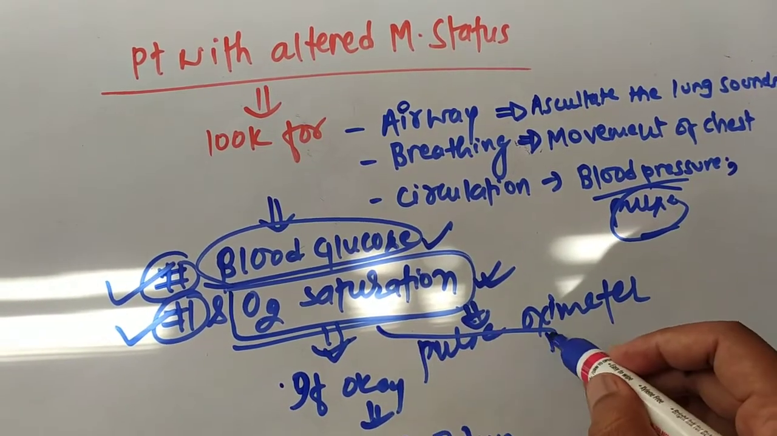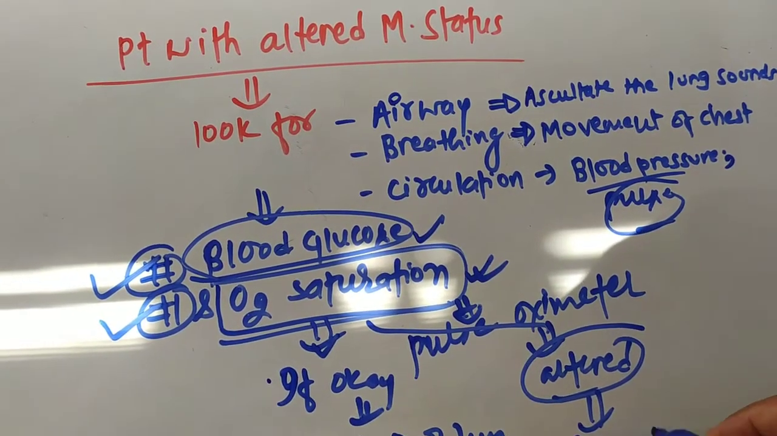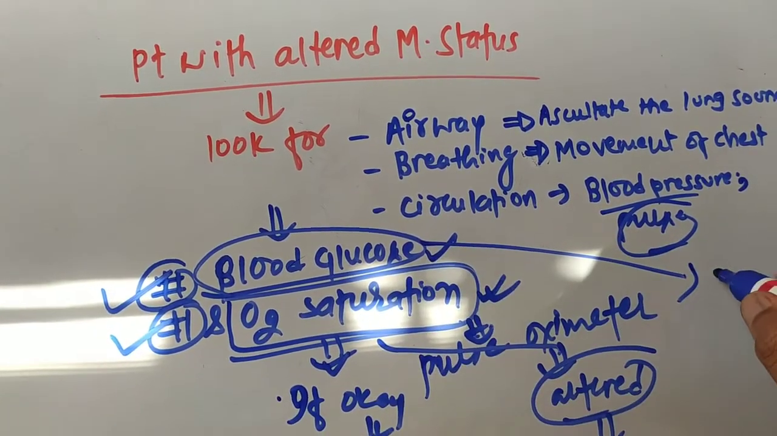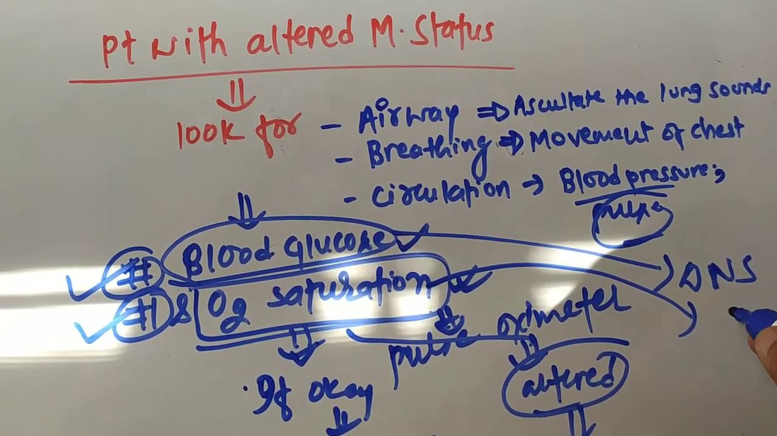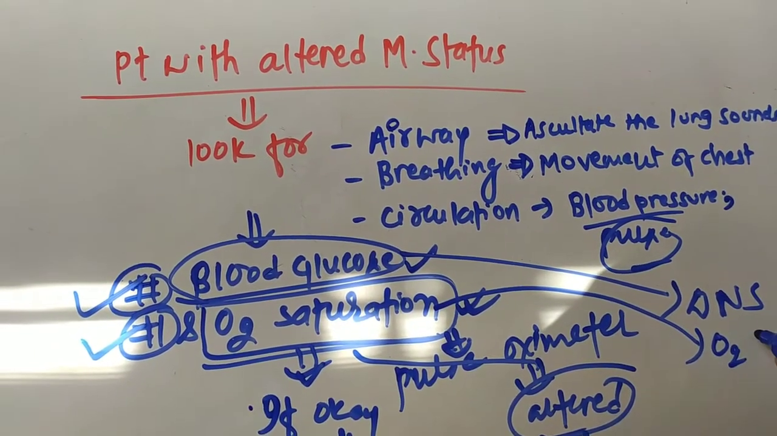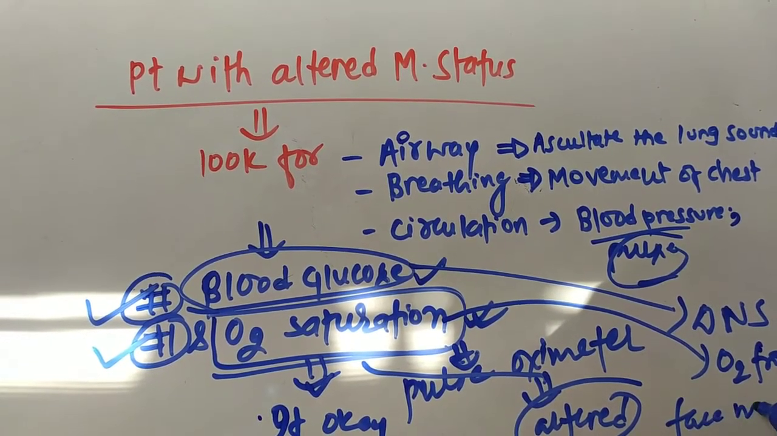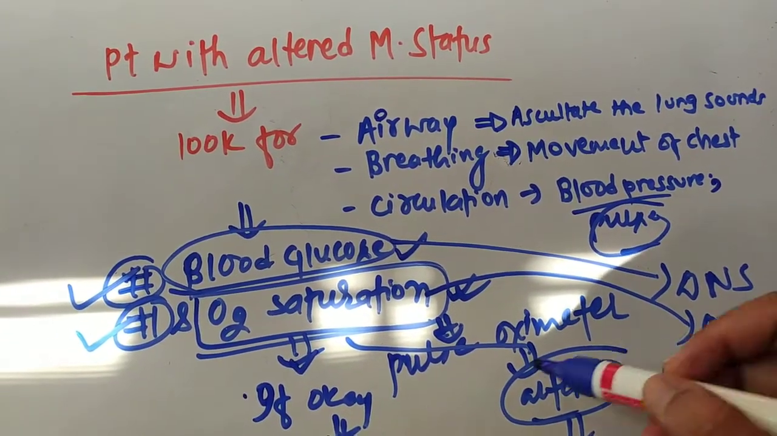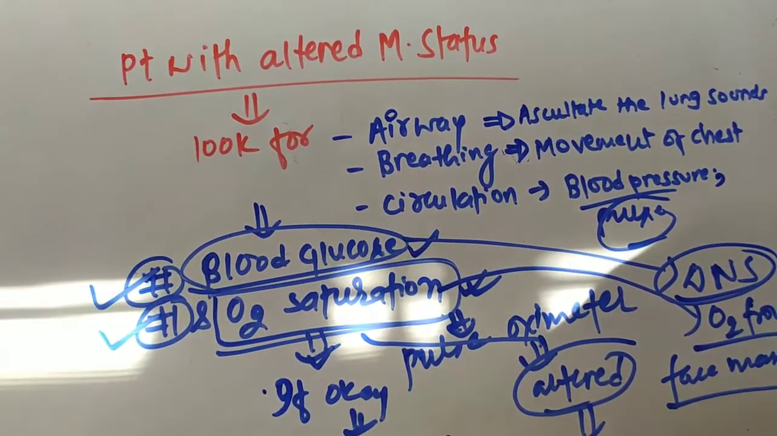If these are altered, then immediately correct them. So how can you correct them? If the blood glucose level is decreased, you can give them dextrose normal saline. And if the saturation is decreasing, then you can give oxygen from the face mask. So immediately once the patient comes, you should do this.